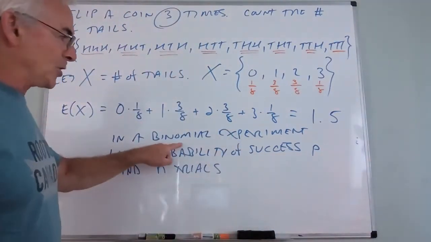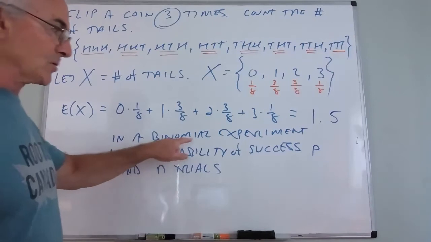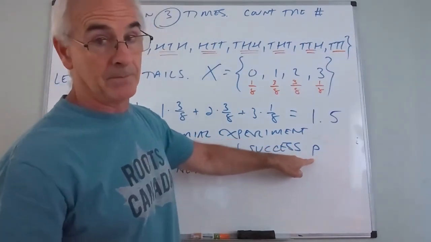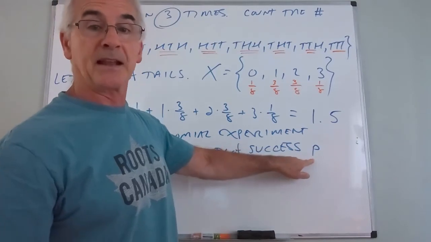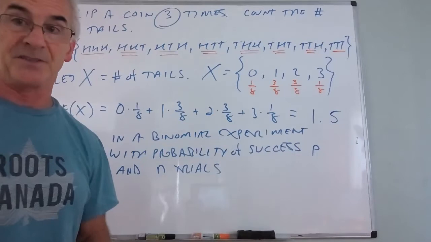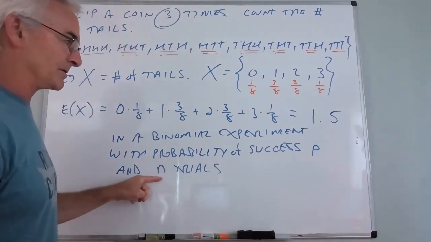What makes something a binomial experiment is a couple of different things. One is the probability of success is known ahead of time. This isn't random. This isn't something that has to be calculated down the road. I already know the probability of success and I know the number of trials.